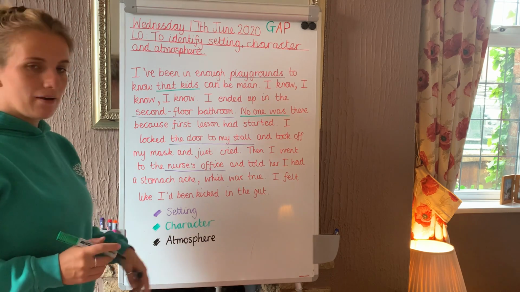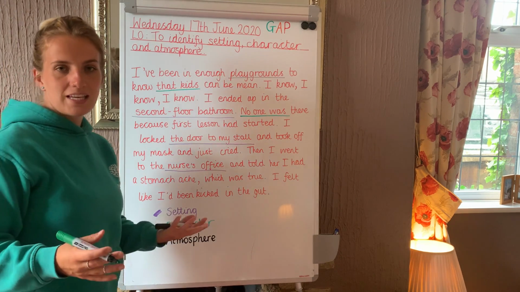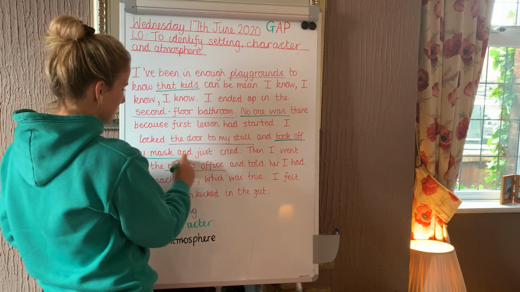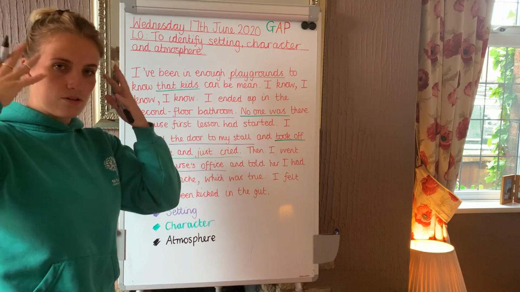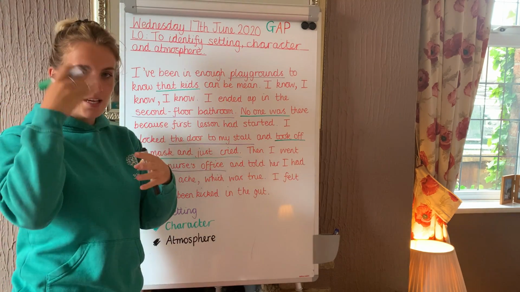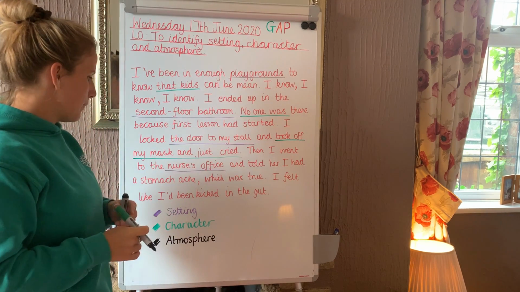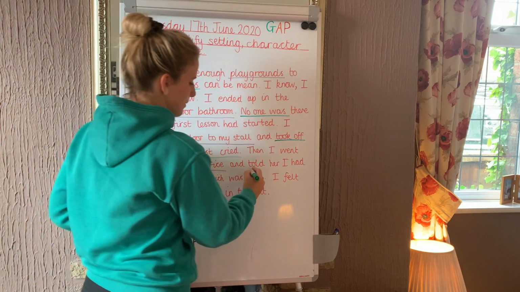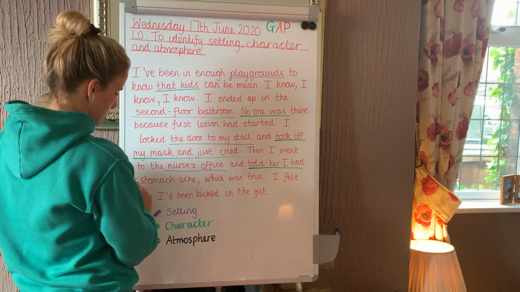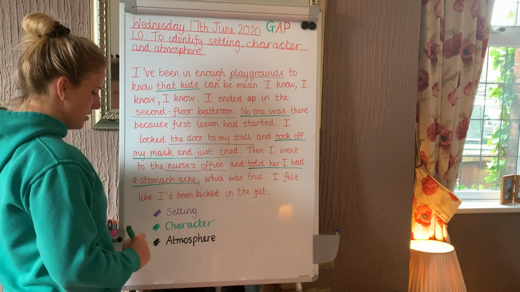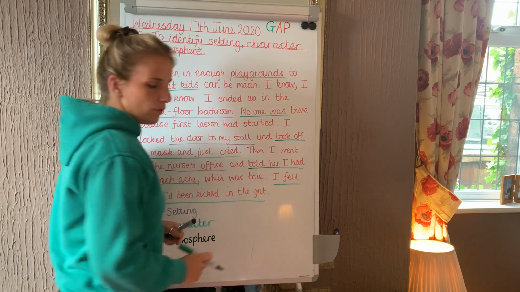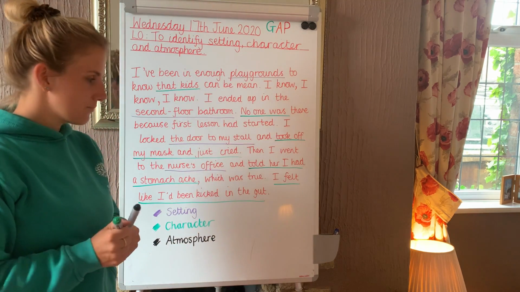That is a little bit about his character description, isn't it? But obviously it's first person as opposed to third. When it talks about mask, that's his astronaut's helmet, isn't it, that he uses to hide his disfigurement. "Then I went to the nurse's office and told her I had a stomachache." So again, it's a little bit more about how he's feeling. So it's a bit more about the character description. And then "I felt like I'd been kicked in the gut." That is all about August as a character, okay?